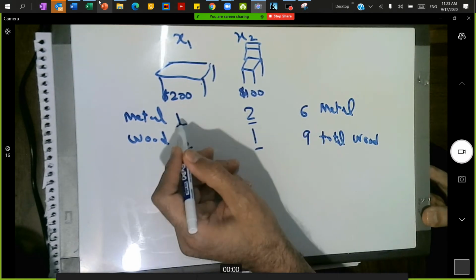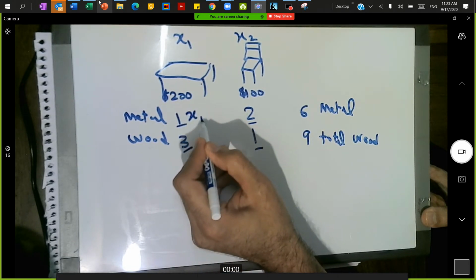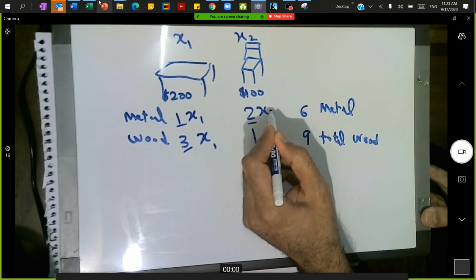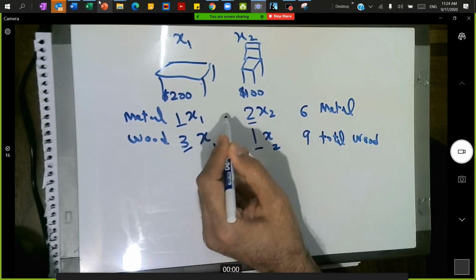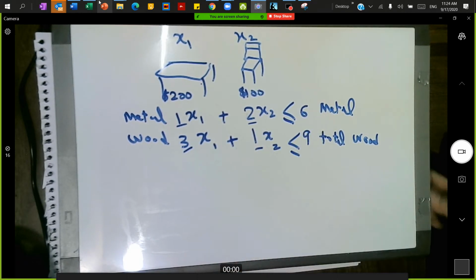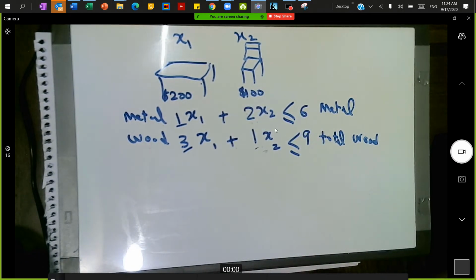So I'm going to call this the limitation. How much metal would I need overall? You need X1 metal here, and 2 X2 metal here, and X2 wood here. So I'm going to just add them, and this should be less than or equal, right? In the constraint, the total metal that you have: X1 plus 2X2 has to be less than or equal to 6. And then 3X1 plus X2 will be less than or equal to 9. That's the limitation on the wood.